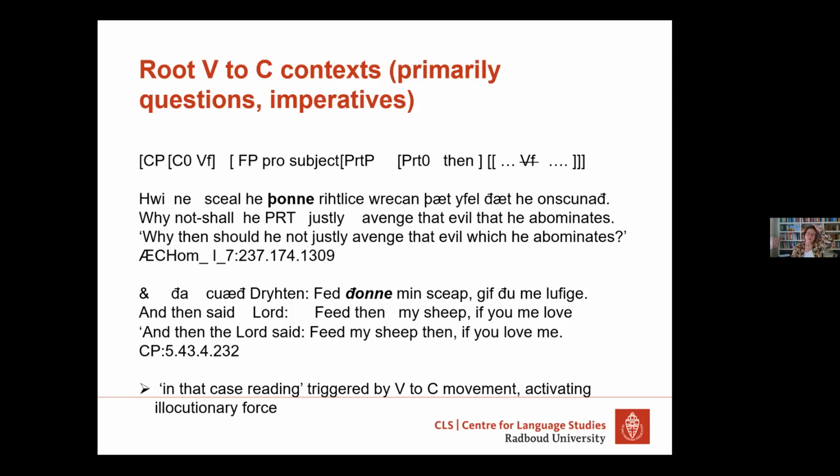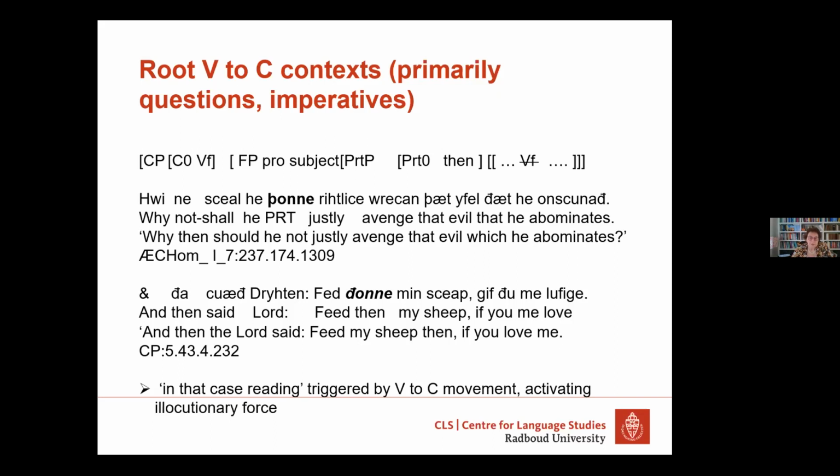Okay, so what's the rough syntactic analysis? That's at the top of the slide. It's based on Josef Bayer's work on den in German. So V2C context. In that structure, the finite verb is in C. You have pronominal subjects preceding the particle phrase. The particle phrase has then as its head functional head status, remember, and I've left the rest of the clause implicit.